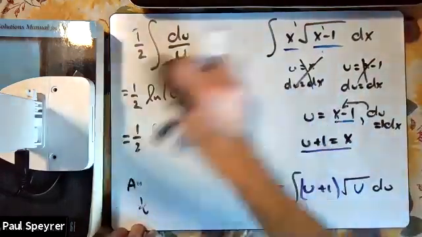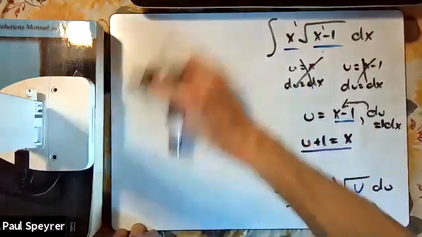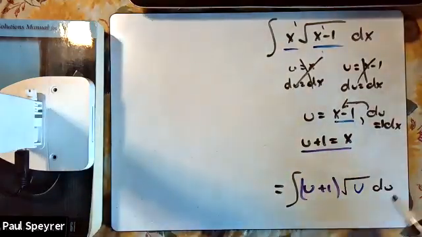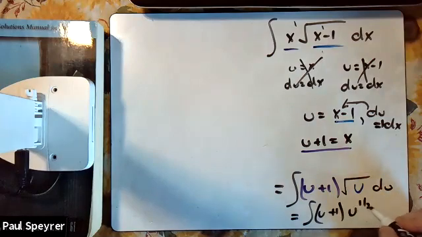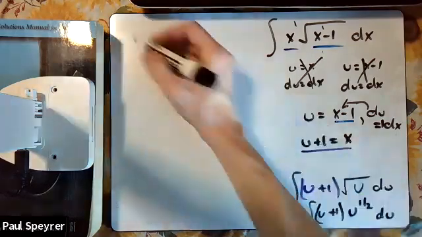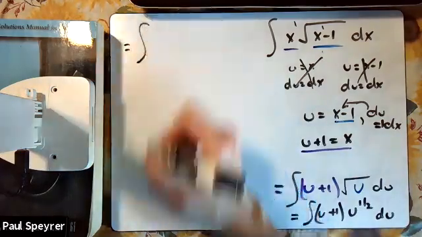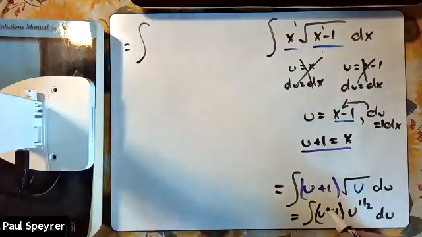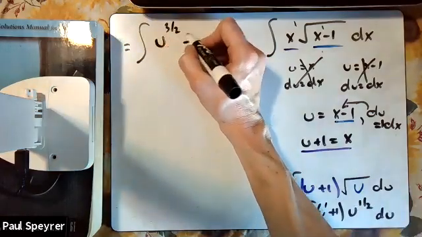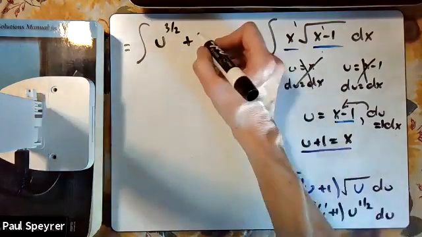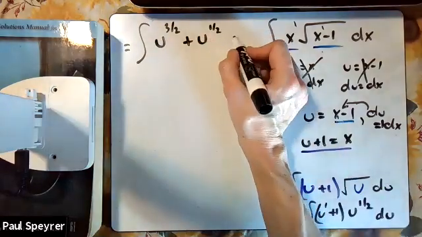Now we're still not finished, because we have to integrate. How do we integrate this thing? Well, this just becomes the integral of u plus 1 times u to the 1/2 du. Remember, we want to convert the root into exponent form. And then we distribute that u to the 1/2. u to the 1/2 times u to the first is u to the 3/2, plus, what's u to the 1/2 times 1? u to the 1/2, and then du.